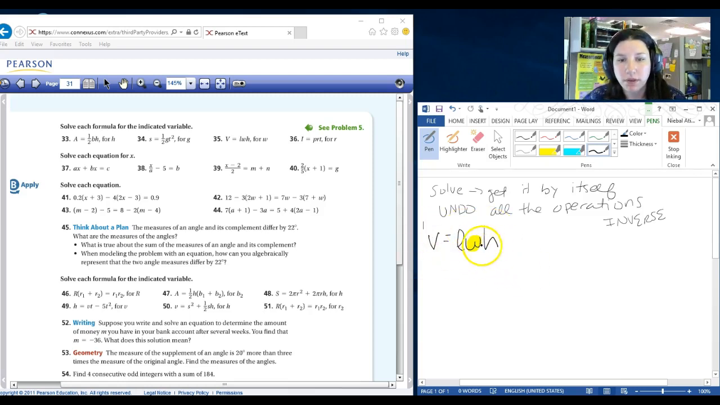Once you get more comfortable, you can say, okay, well, W is being multiplied by the length times the height. You can divide by both of them. Length cancels, height cancels. W equals volume divided by length times height. So you can do that in one step.